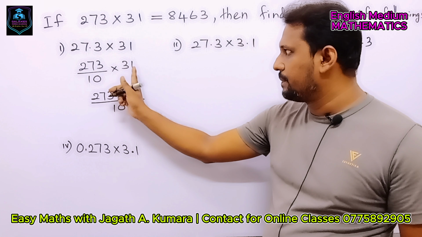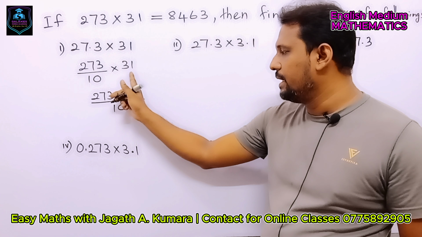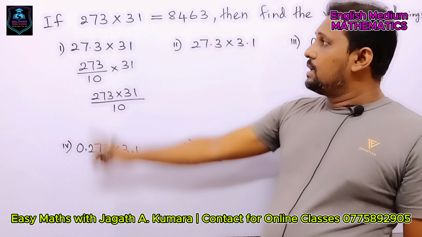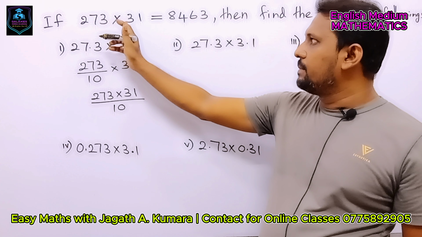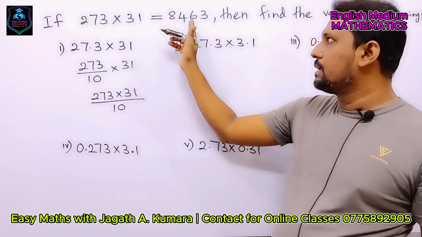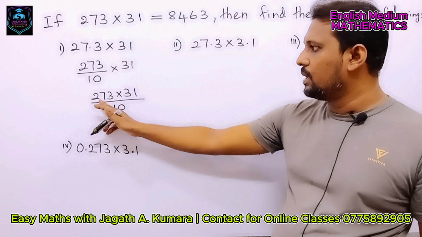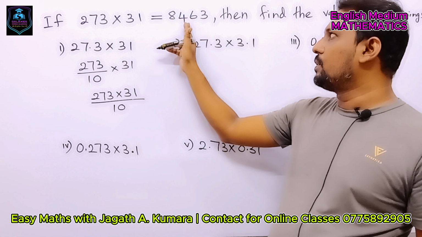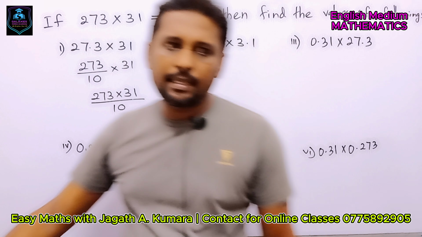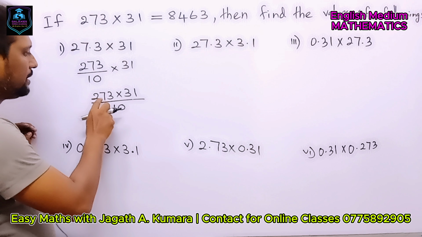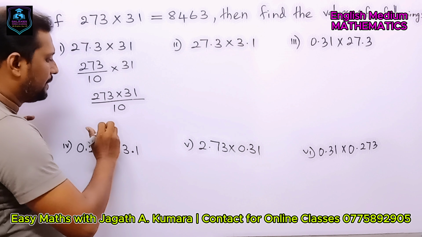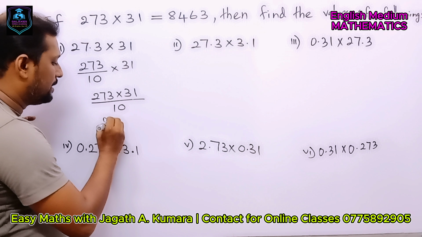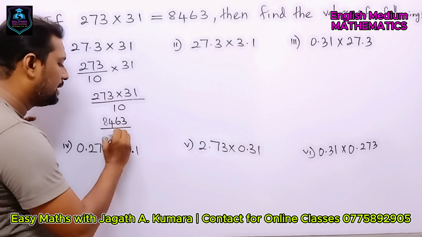I multiplied these two. Then for this one the denominator is 1, then 10 times 1 is 10. Now the question is given: 273 multiply 31, what is the value? 8463. So I can write 273 multiply 31 is equal to 8463 over 10.